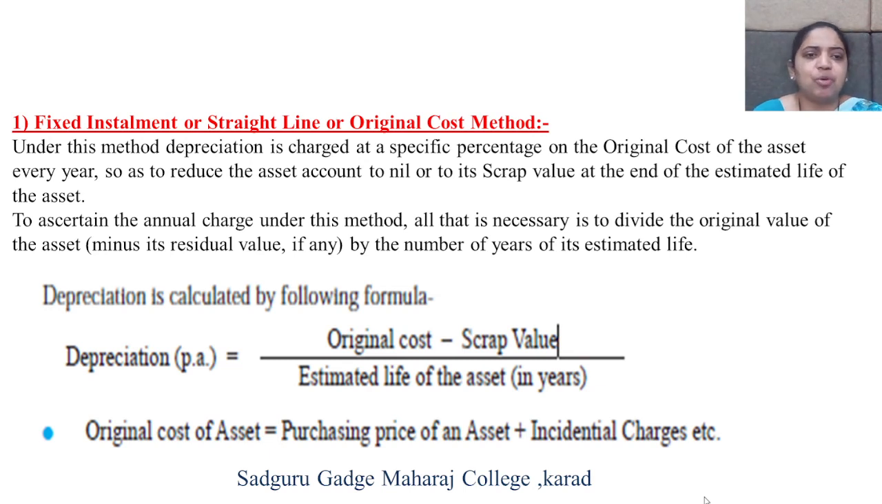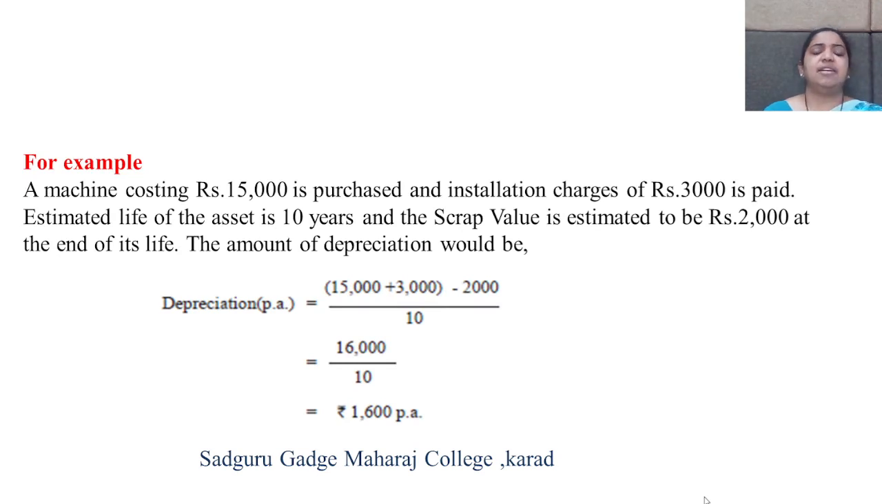You can see a formula is there according to this method. You can see the formula in front of you. Depreciation per annum is equal to original cost minus scrap value upon estimated life of an asset. That is given in here. What is original cost? Now only we have seen. Original cost of an asset is equal to purchase price of an asset plus incidental charges, etc. See, the example is there in front of you.